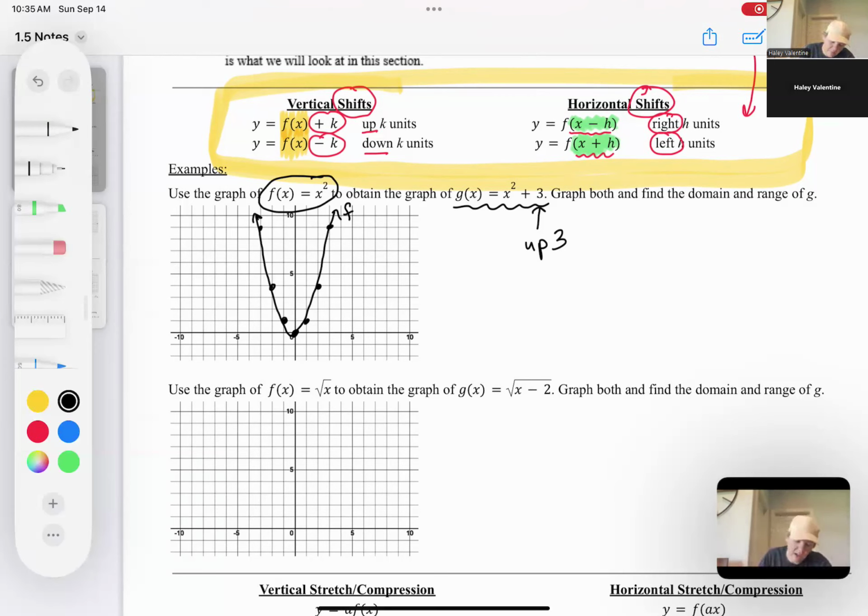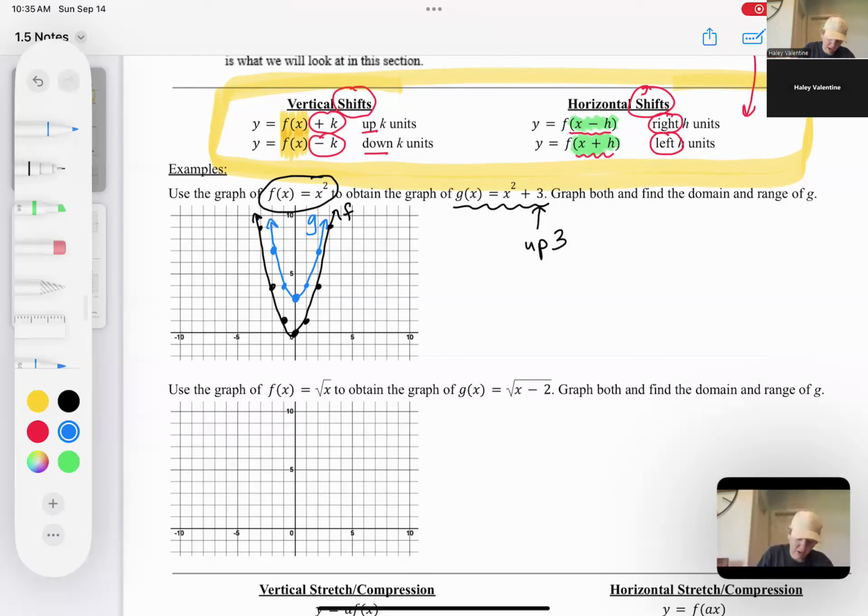So recognize what's happening. If all that happens is I'm shifting up 3, that means instead of starting at 0, 0, I'm starting at 0, 3. And then that same pattern is going to hold true. Over 1, up 1, over 2, up 4, and then reflected on the other side as well. So every single point, if you just count where it is on F compared to where it is on G, the only difference is that it's added 3 to the Y value.